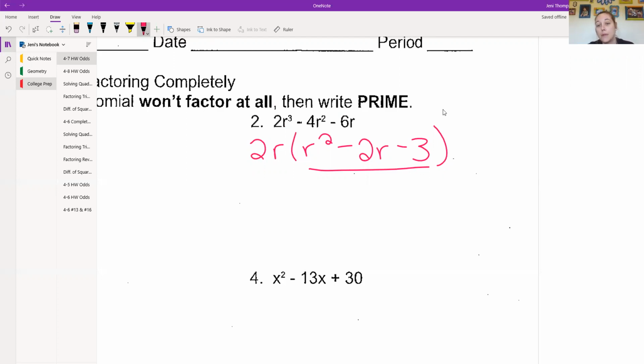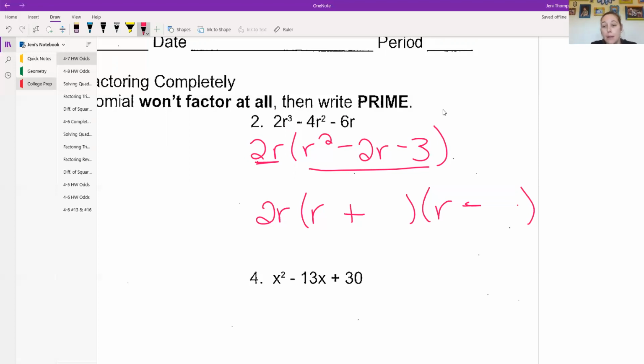Some factors of negative 3 that when added together give us negative 2. This 2r is going to hang with us, right? So I'm just going to write that in front of our parentheses here. Here's my parentheses. I got an r and an r. I know I need a plus and a minus, right? Because this is negative, and a positive times a negative gives me a negative, so I need a plus and a minus. 3 and 1 are the only factors of 3, right? 3 is a prime number.